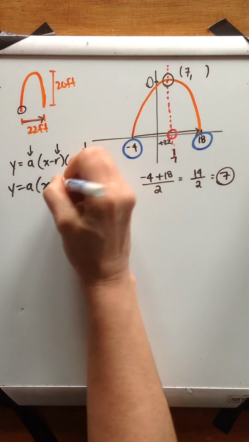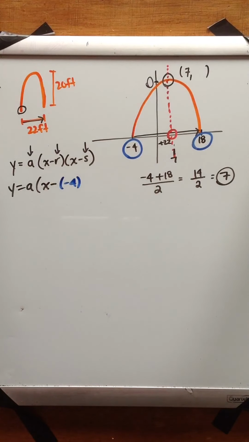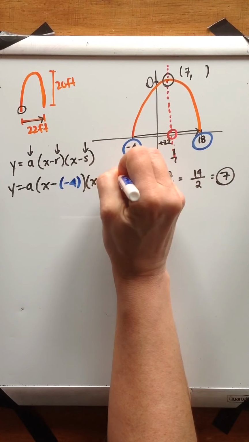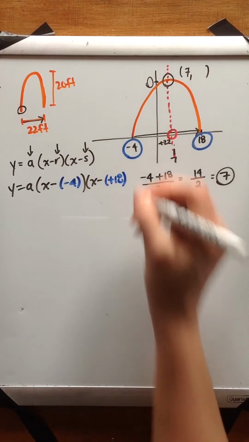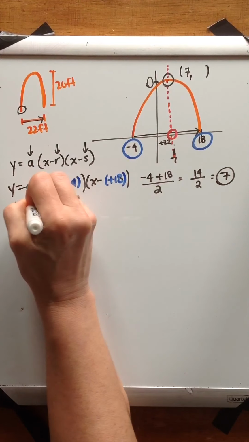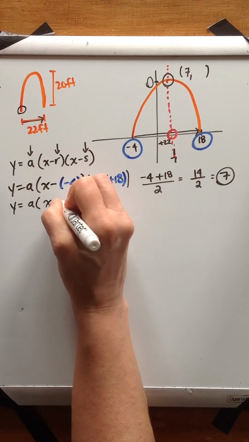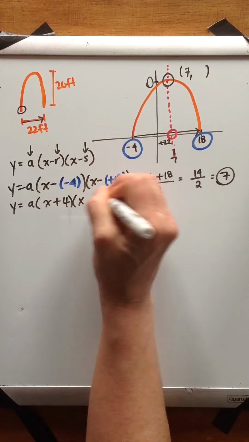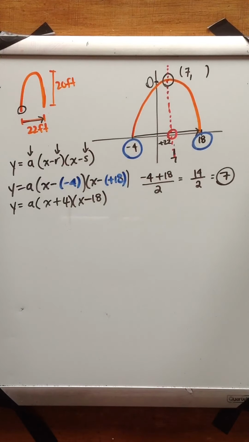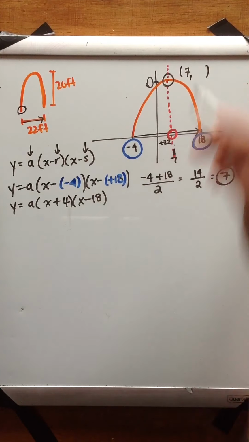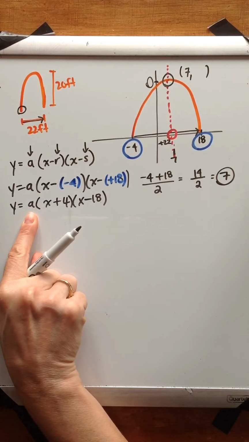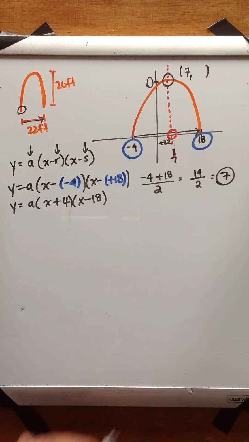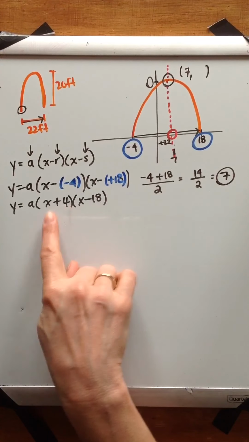x minus -4 times x minus positive 18. I'm going to take a second here to simplify the signs so that we don't have any miscalculations. So we have x plus 4 and x minus 18. We almost have an equation that we could sub this 7 in to find the y value, except we don't have an a value. So in order to find a, we need to sub in some other point that lies on this parabola.